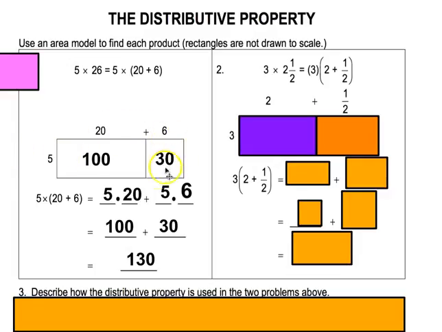So we have the area model, and we're showing the distributive property. So this is the area model. This is the distributive property, showing how you're multiplying and how you're distributing the 5 to both the 20 and the 6. And then you've got your answer. Okay, so I'm going to give you a moment to finish catching up in case you didn't get all of this written down. And then we'll take a look at this other side.